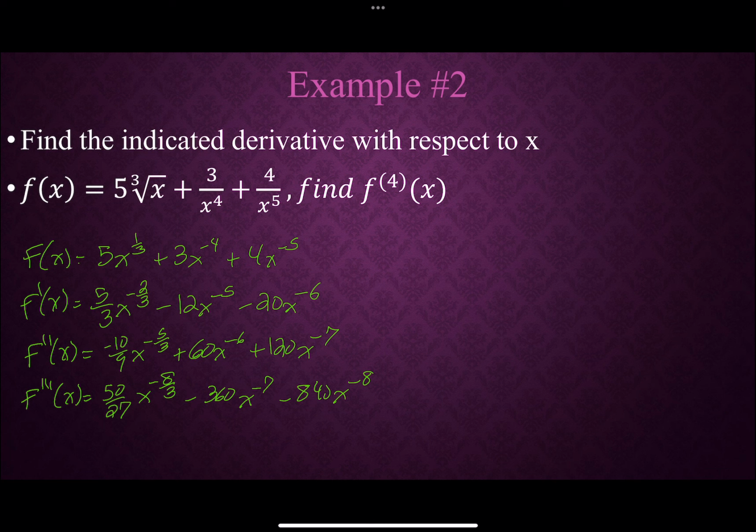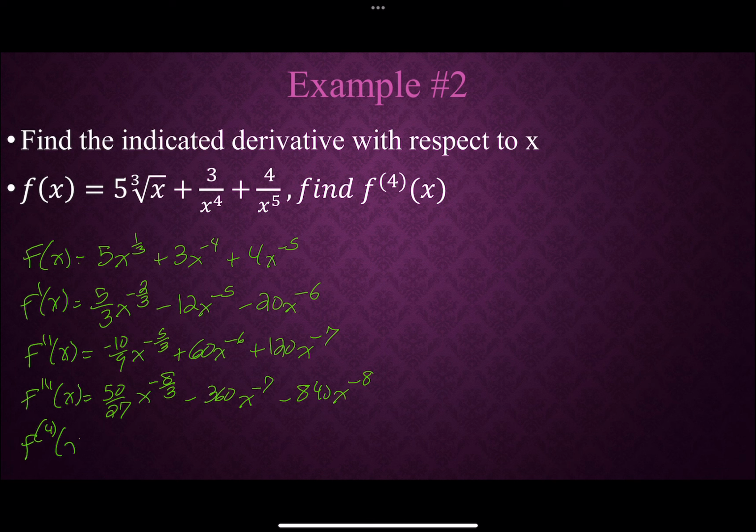Again, each and every time, all we're doing is the power rule derivative. Coefficient multiplied by the original exponent. That's how we got the 50 over 27, the negative 360, and the negative 840. And then the original exponent subtracting by 1. That's how we got the negative 8/3, the negative 7, and the negative 8.